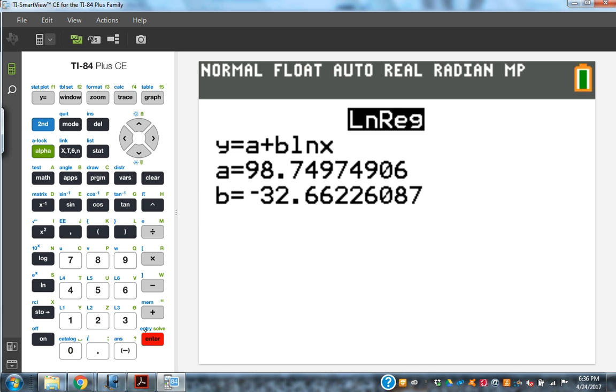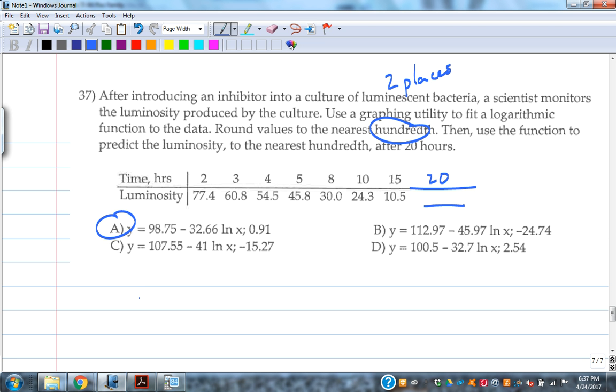All right, so it says round it to 2 decimal places. So the problem should be 98.75 minus 32.66 ln x, which tells us which one's the answer. A. We don't even have to calculate the 20 out of that. A should be the answer.